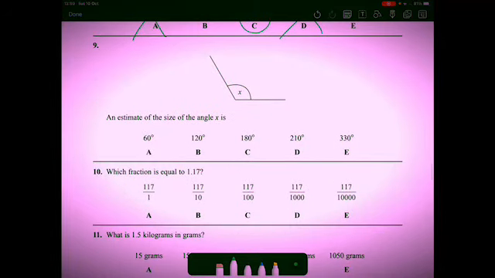An estimate of the size of the angle X is... Okay, so this requires a little bit of reasoning. Now we can see here that a right angle would probably look something like that, roughly. And a right angle is worth 90. This angle is clearly more than 90. So we can straight away rule out anything that's less than 90.